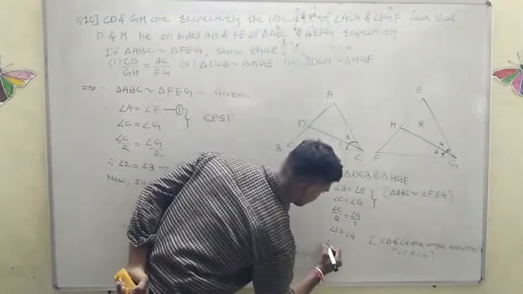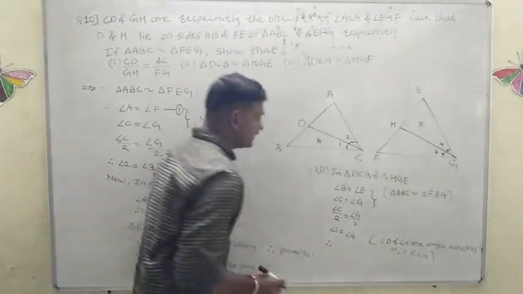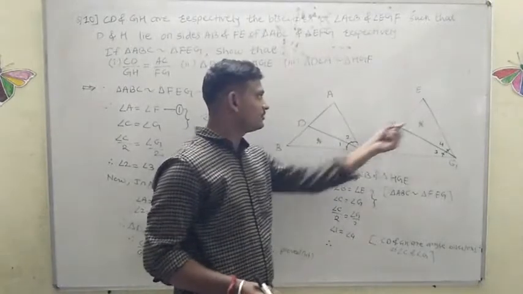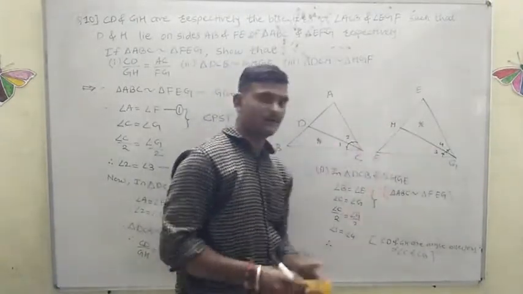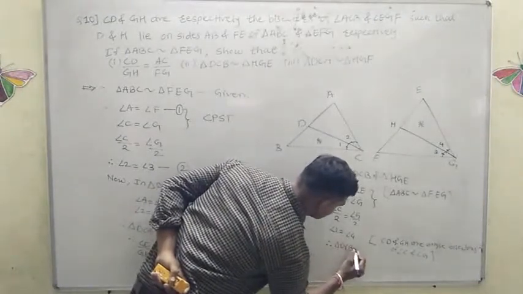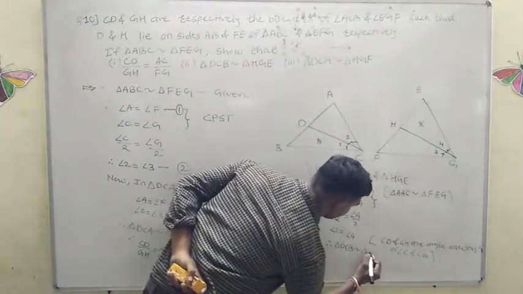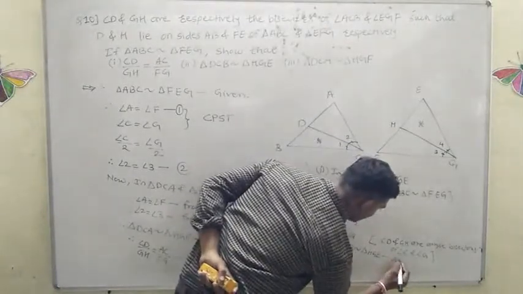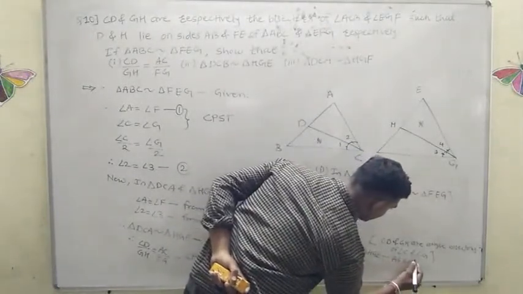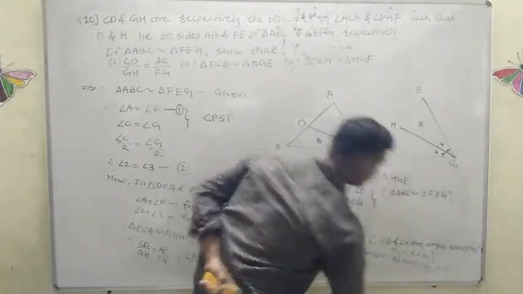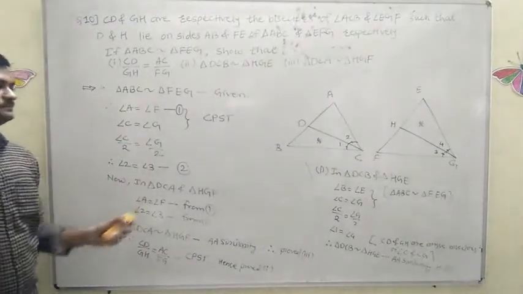Therefore, see here, from these two, we got in these two triangles, angle B is equal to angle E and angle 1 is equal to angle 4. Therefore, triangle DCB is similar to triangle HGE by which rule? By AA similarity, hence proved. Copy down this.